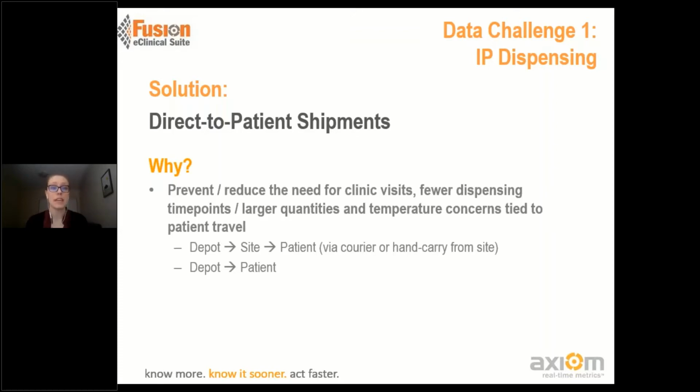There's a couple different ways to handle this under that direct-to-patient bucket, and that can be a modified version of the standard shipment process, which is the depot shipping to the site, and then the site can either courier or hand carry to the subject's home. Another option, which is the one we're going to be talking a little bit more about today, is the depot to patient. So it's going directly from the depot to that patient's home.